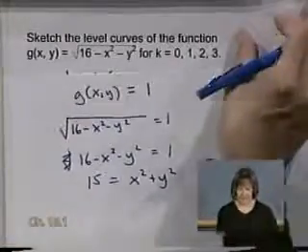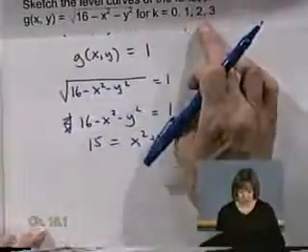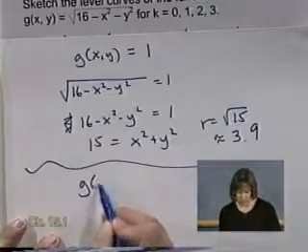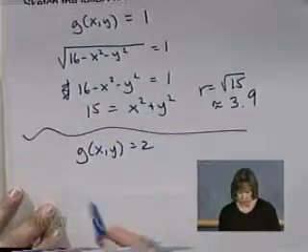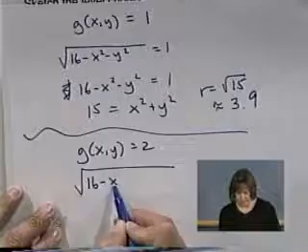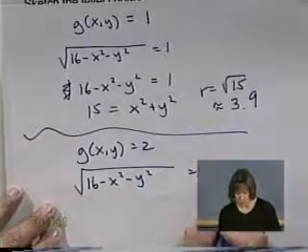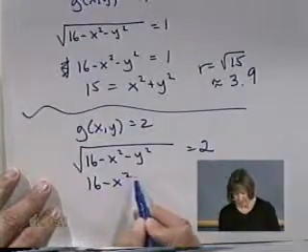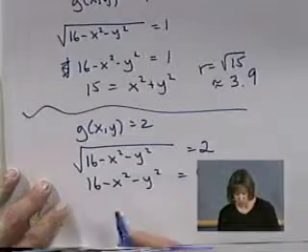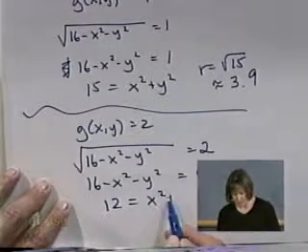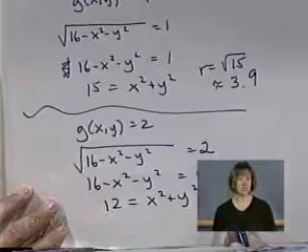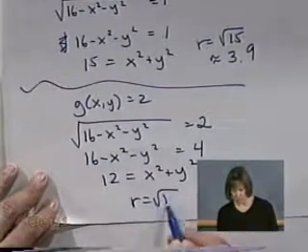You get the idea. Let's get the level curve for k equal to 2. That would be g of xy equals 2. So g is square root of 16 minus x squared minus y squared equals 2. Square both sides: 16 minus x squared minus y squared equals 4. So I get 12 equals x squared plus y squared. That's again a circle of radius root 12.